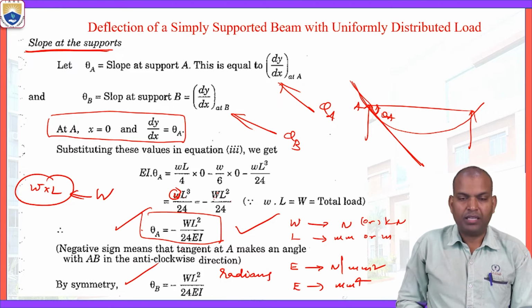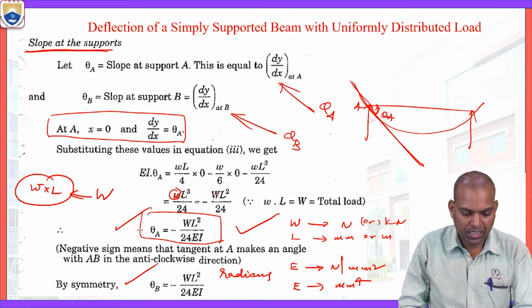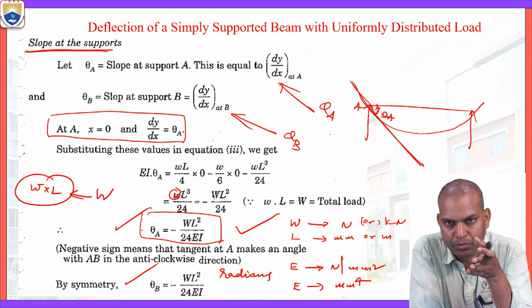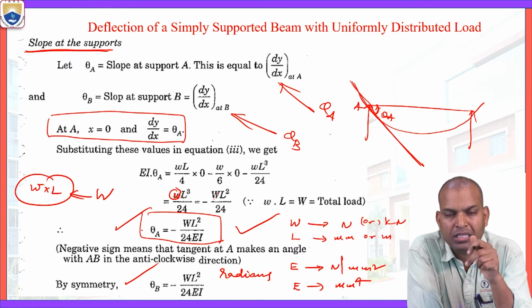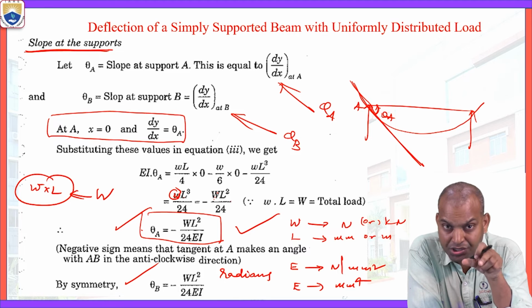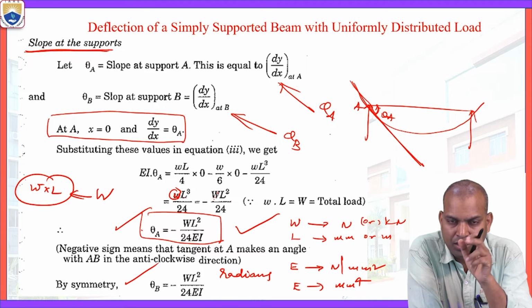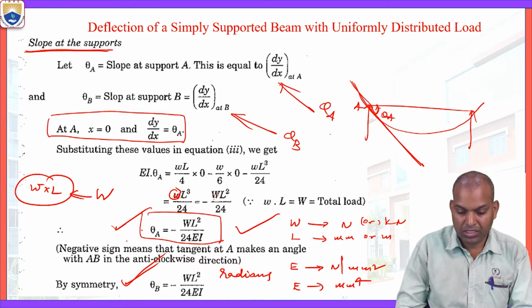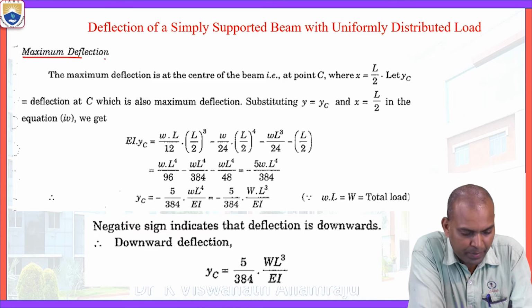Theta A and theta B are the same because it is symmetrical about the y-axis, the vertical axis. The slope at the left support and the slope at the right support are both equal. Why? Because the total load is a uniformly distributed load, acting symmetrically. The reactions are the same, wL by 2 and wL by 2, and it is symmetrical about axis Y. That's why the slope remains the same, W L square by 24 times EI. Now we calculated the slope at the supports A and B.